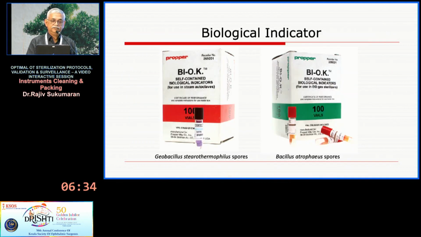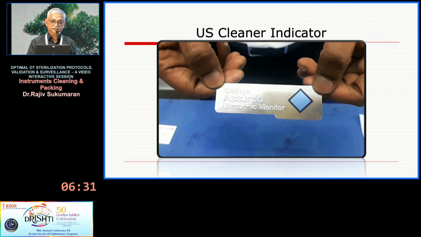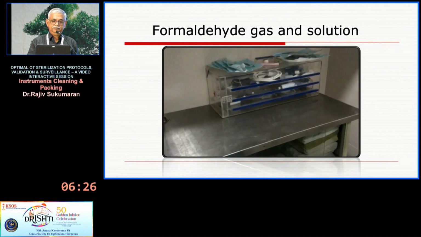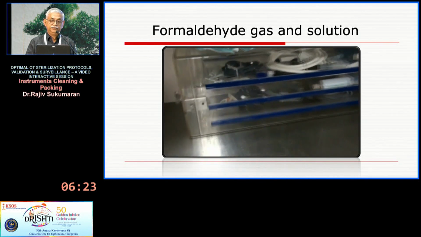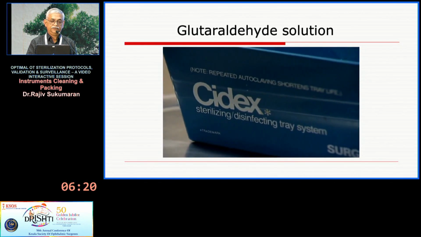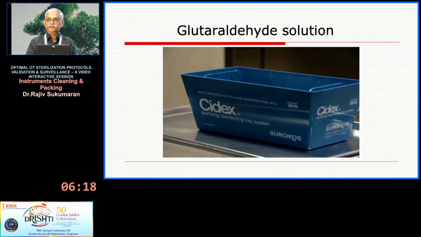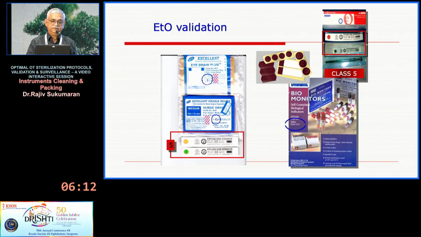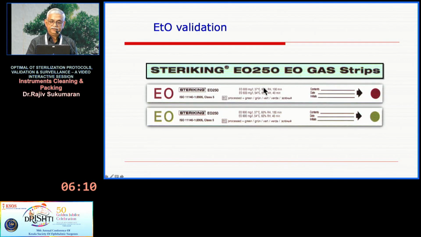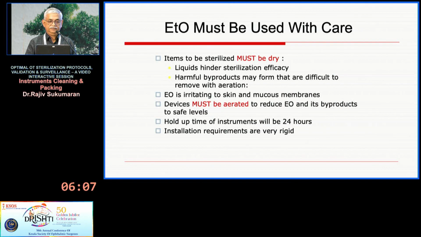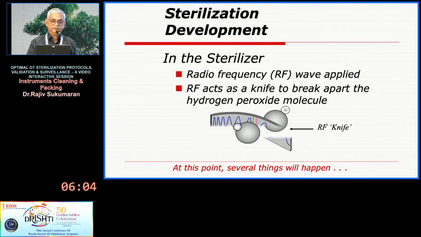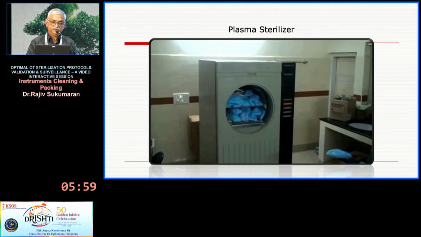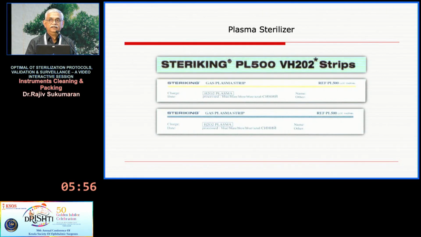Then different spores are used for different sterilization. This I had already shown you. And steam and formaldehyde should not be used in ophthalmic practice. There are indicators for it. Definitely Cidex should not be used for ophthalmic use. For ETO we have different sterilization indicators. One is the biological, which I had shown already. For plasma sterilization, again the biological indicators can be used. This is the plasma, and these are the indicators for it.